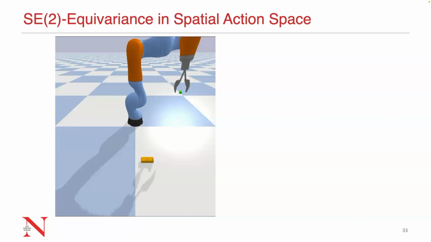So in this action space formulation, we also have some equivariance. So for example, here, it's a scene.